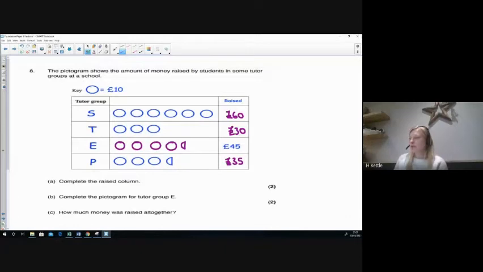How much money was raised altogether? Well, to get that, we need to add up the end column. Or to be honest, it might just be quicker if we count the circles. So 1, 2, 3, 4, 5, 6, 7, 8, 9, 10, 11, 12, 13, 14, 15, 16. And then the two halves make 17. So we've got 17 times 10, £170. And we could check that by adding up this column. You can take my word for it. £170.